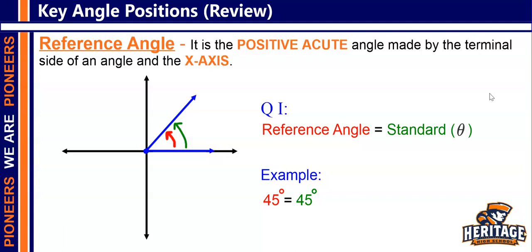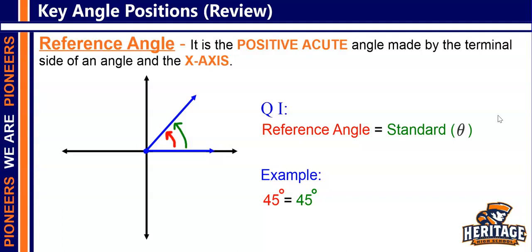Next thing we'll review is the reference angle, which is a positive acute angle. And I cannot stress how important it is to identify that, because a reference angle will always be between 0 and 90 degrees, and it is made by the terminal side of an angle and the x-axis. Now, which quadrant you are in will determine what the reference angle will be and which formula you use to get to that reference angle.